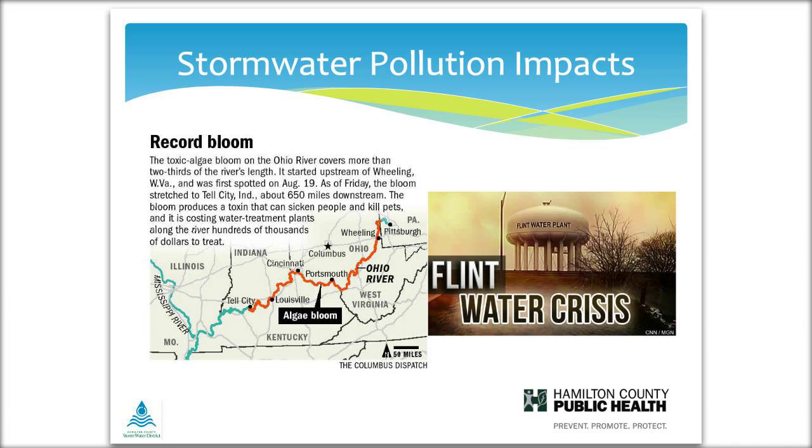And really, what does this mean? Look at the bad side. Some recent news you may have heard, these are just events that occurred within the last several months. Last year, we had probably the largest toxic algal bloom in Ohio River history. If you look here at the map, it stretched from almost the border of Pennsylvania all the way through Ohio and down to Indiana. And that was a stormwater impact, basically caused by stormwater pollution.